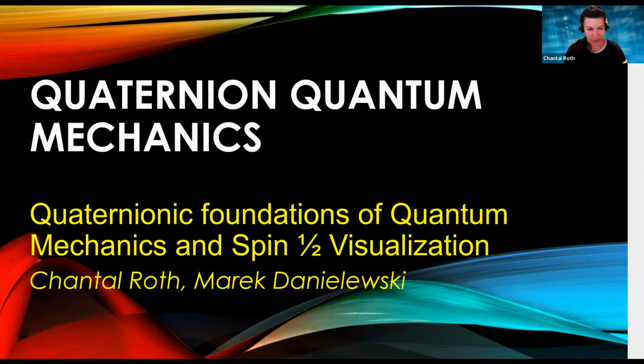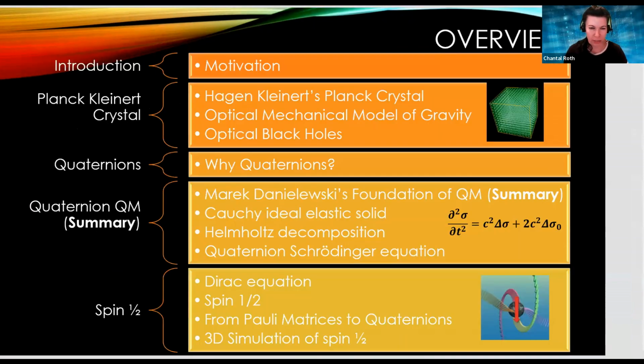So let me just go straight into the topic. First, I'll talk a little bit about the motivation, why we're working on this, and Marek already covered some of this. Then I'll summarize a few aspects of this Planck-Kleinert crystal. And then I'll ask the question, why really quaternions? Doesn't it make it harder than simpler? Why would we do that?